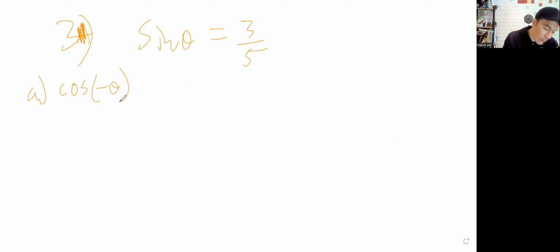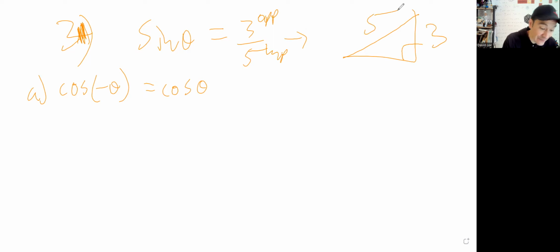Cosine negative theta. Well, looking at your cheat sheets, go to even odd identities. Cosine negative theta is the same as cosine regular theta. Now, maybe what we can do is make a picture. They didn't say which quadrant to go to, so just draw a basic right triangle. Sine is opposite over hypotenuse. So my opposite is 3. My hypotenuse is 5. And per the Pythagorean theorem, the missing leg would be 4.